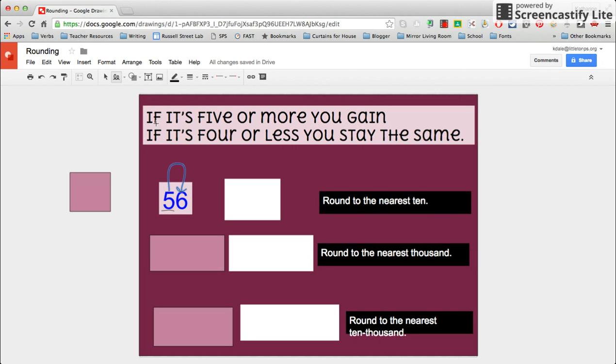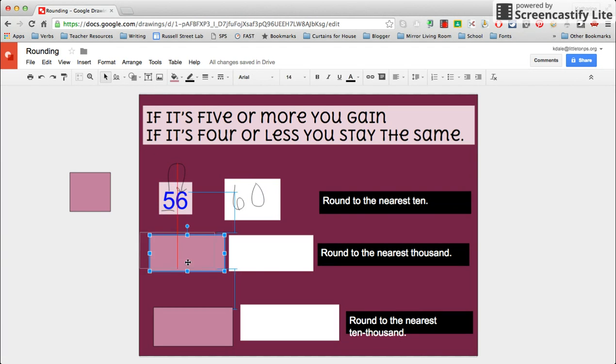Now I'm going to go back. Is it 5 or more? It's going to gain. If it's 4 or less, it's going to stay the same. I know that 6 is more than 5, which means that 5 is going to gain 1. By gaining 1, it's now going to turn into a 6. So that 5 is turning into a 6, and then everything after it to the right is going to turn into a 0. So we now have rounded the number 56 to 60.